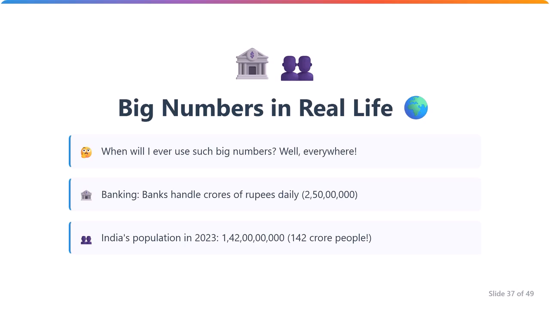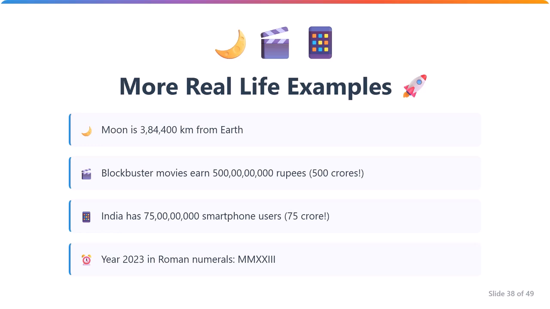You might be thinking, when will I ever use such big numbers? Well, everywhere. Let me show you. In banking, banks handle crores of rupees daily, like 2,50,00,000, which is 2 crore 50 lakhs. India's population in 2023 was about 142 crore people. The moon is 3,84,400 kilometers away from Earth.